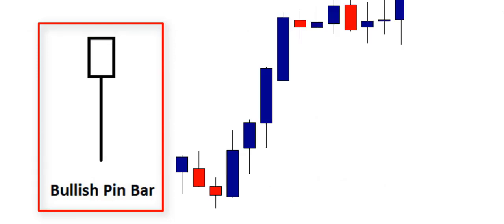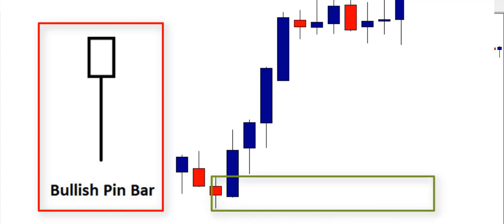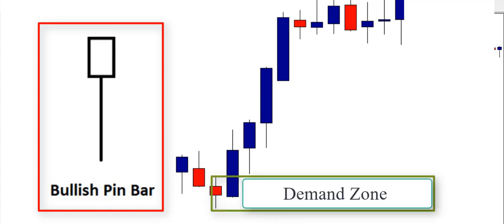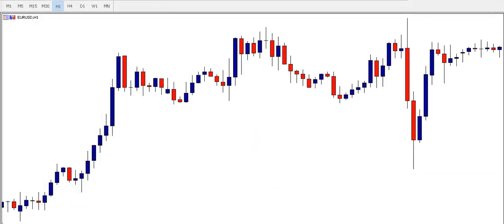Look at this example of this bullish pin bar candlestick pattern. As you can see, we draw the proximal line at the upper shadow and the distal line at the lower shadow to get this potential demand zone. And if a pin bar doesn't have a nose, we can draw the proximal line at the close price of the candle. Let me now give you some real chart examples.